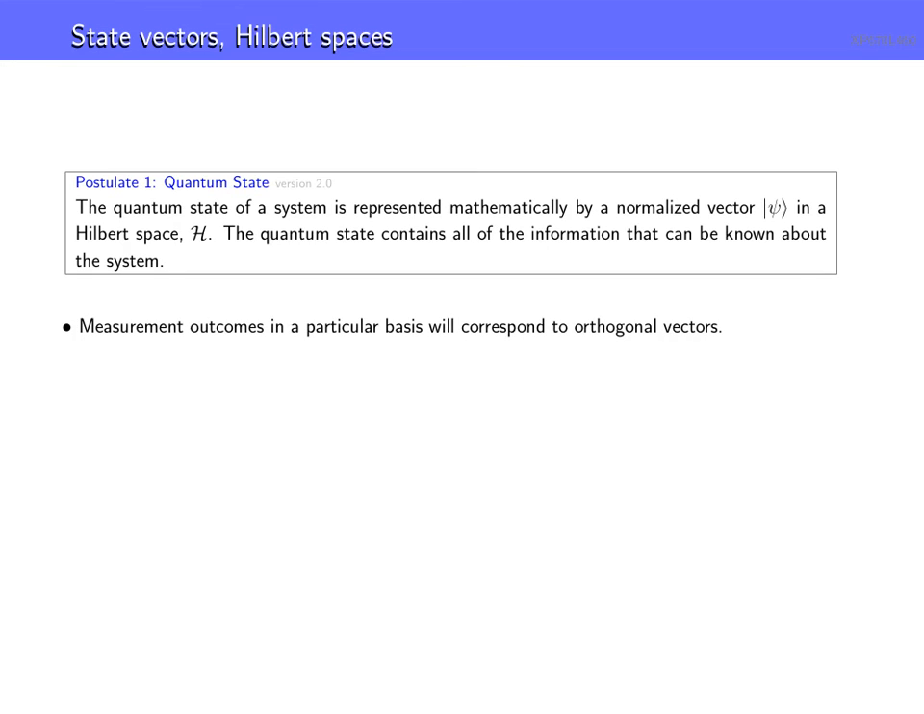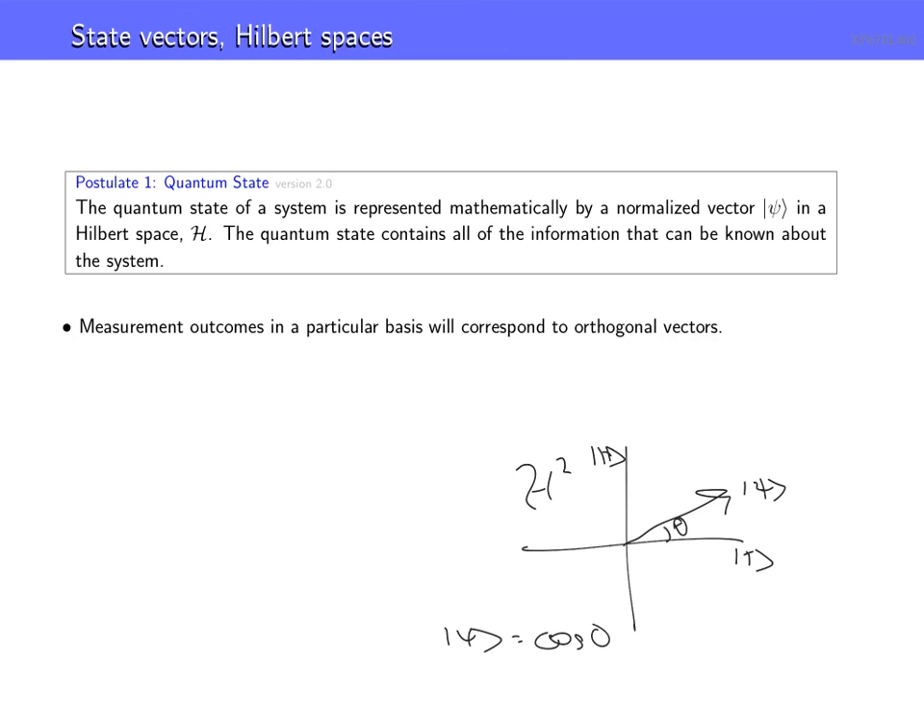Okay. Now, another important aspect here is that measurement outcomes in a particular basis will correspond to orthogonal vectors. So say you're flipping a coin, you have two outcomes, heads and tails. Let's make a picture here. Our Hilbert space will be two-dimensional. Let's say that this is tails, and this is heads. And they're perpendicular because when you flip a coin, they're mutually exclusive outcomes, heads or tails. And the quantum state could be anywhere in this two-dimensional Hilbert space. So if I put a theta there, I can write the general form of my psi as, well, it's not completely general, but it's pretty general: cosine theta t plus sine theta h.